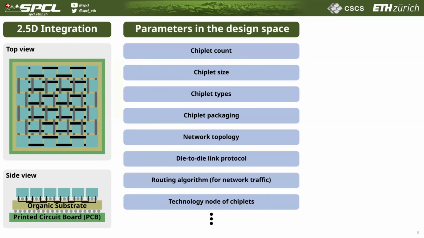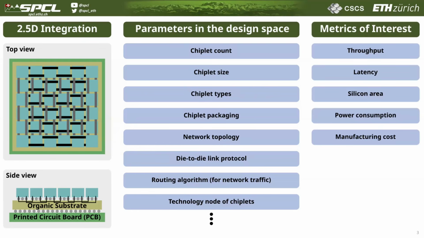And in this design space, we often are facing tens of thousands of different possible combinations, and building all of these combinations to evaluate them or even simulating all of them is often pretty challenging. And furthermore, there are also a couple of different metrics that we are interested in. So we are interested in terms of the inter-chiplet interconnect for the throughput and the latency of this interconnect, but also for the silicon area, the power consumption, the manufacturing cost, and so on.